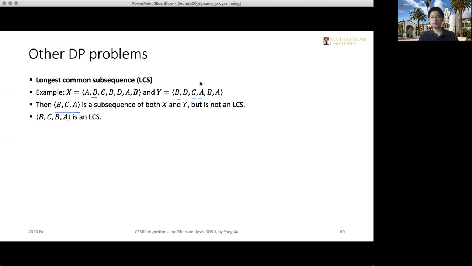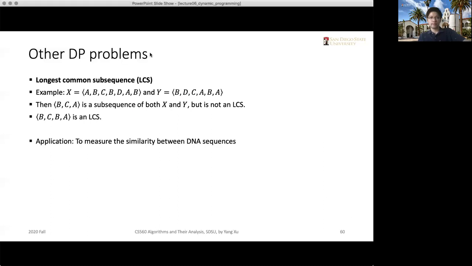In this case, BCBA is actually the longest one. Let me use another color to indicate it. So BCBA in X, and B, C, B, A in Y. This subsequence is actually the longest among all common subsequences. Here I use the word "a" longest common subsequence, not "the", because the longest common subsequence can have multiple instances. It is not necessarily unique. There could be multiple occurrences.